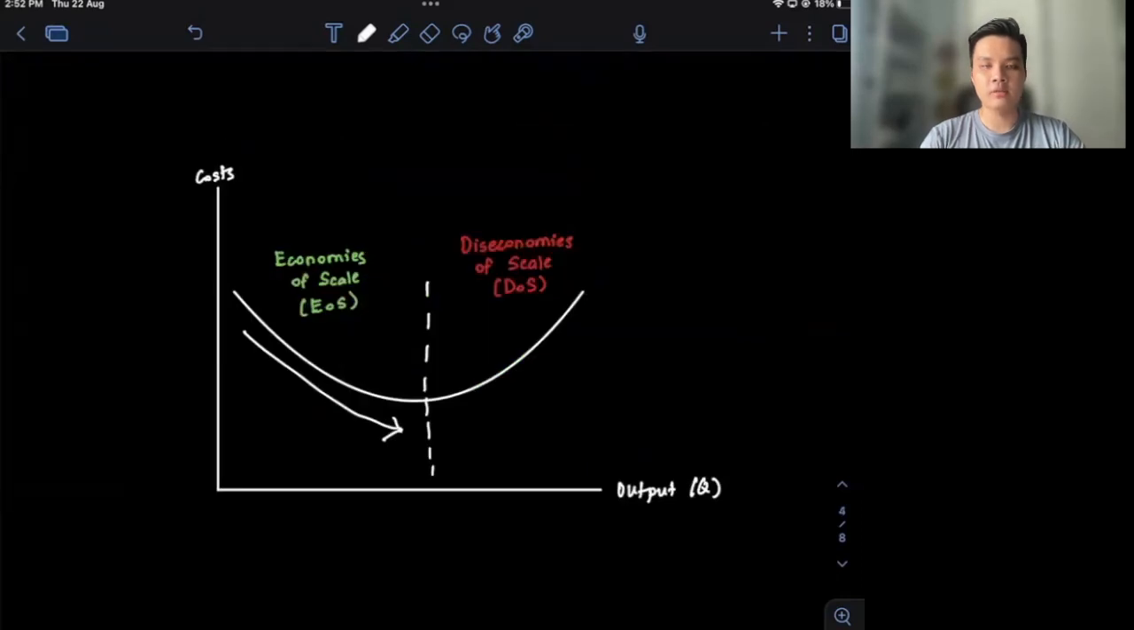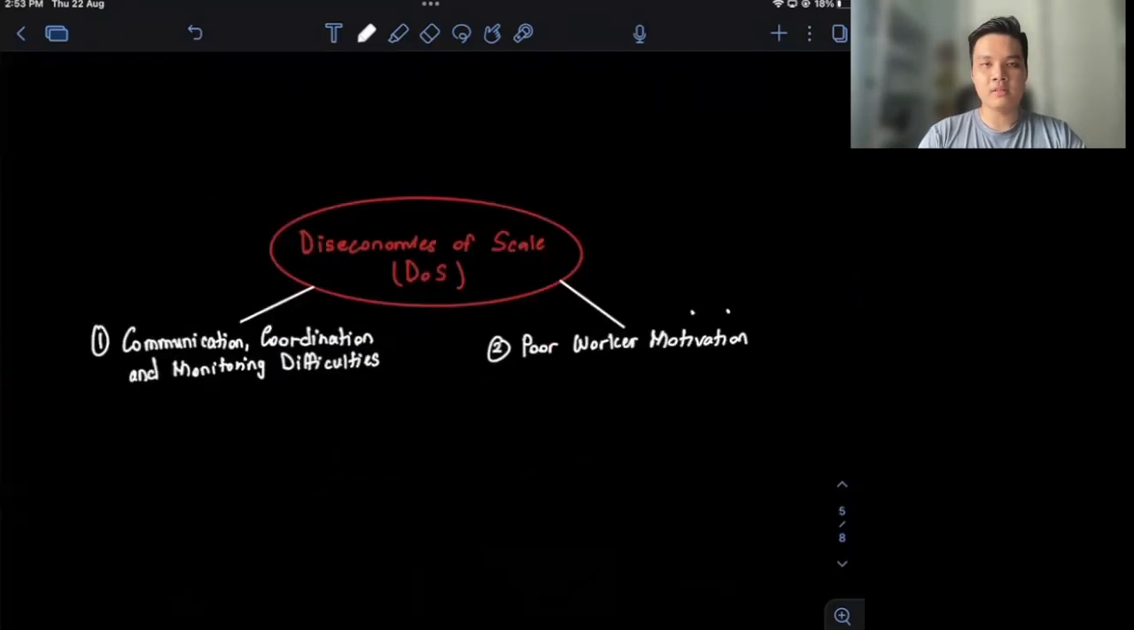So in contrast to economies of scale, this phenomenon called diseconomies of scale can also occur, and this is reflected in the upward sloping section of the long-run average cost curve. There are two main reasons why diseconomies of scale happen. The first one is due to things like communication, coordination, and monitoring difficulties.